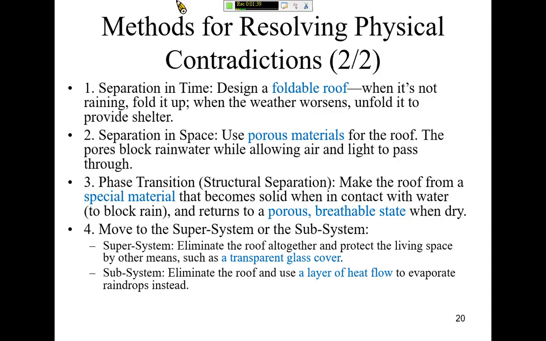The last one is the principle of moving to the supersystem and subsystem. In the supersystem, we remove the roof altogether and protect the living space by other means, such as a transparent glass cover. So we do not need a roof. In the subsystem, we remove the roof and use a layer of hot airflow to remove the raindrops instead.